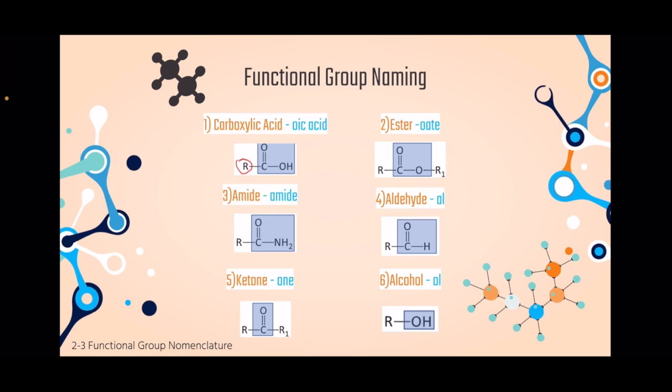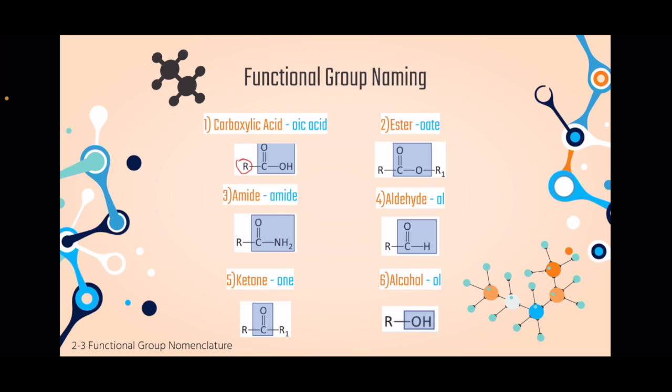The functional group that has the highest priority is carboxylic acid. So as you can see here, the carbon has a double bonded oxygen and an OH group attached to it. And our R group on the left side is just the rest of the molecule, and the same applies for the rest of the functional groups. So for carboxylic acid, the suffix is -oic acid. So for the second one, it's an ester, which is a double bonded O and a single bonded O attached to the carbon, and it ends in -oate.